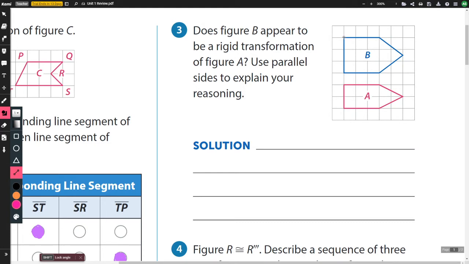So what we're going to do is, it says to use the parallel sides. The parallel sides are the two sides that will never touch, two lines that will never touch no matter how far they go. For B, that will be this one and this one. For A, it would be this one and this one. Now, if we were to look at these two parallel sides, we would see letter B is 3 units apart, while letter A is 2 units apart.